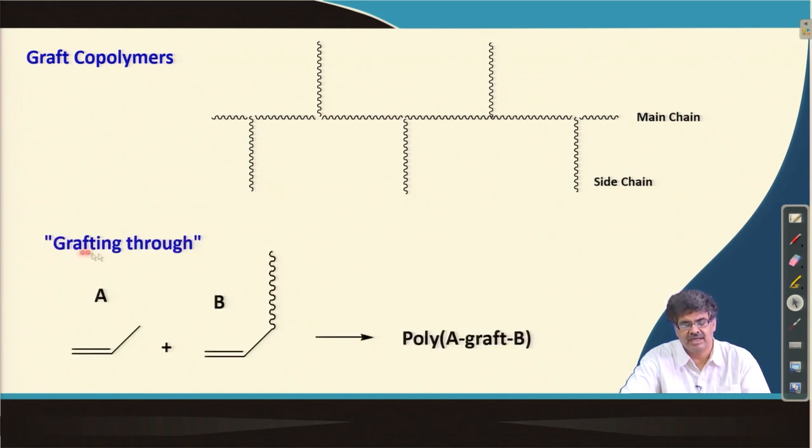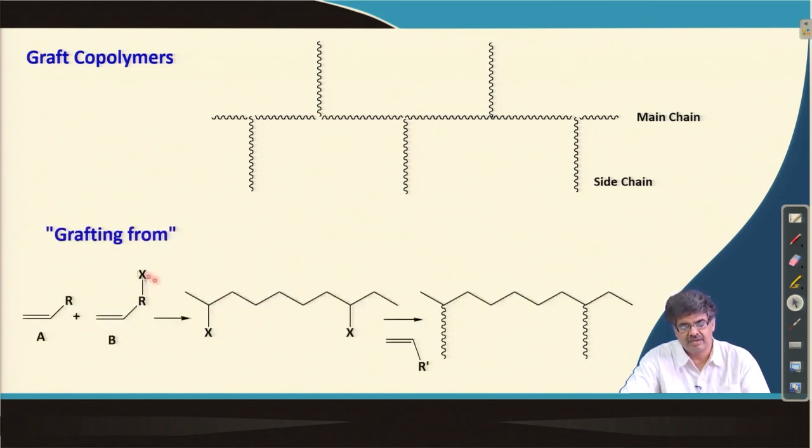One is grafting through. Basically we have two monomers, and one of the monomers has a long polymeric chain segment. On polymerization we can have the backbone resulting from the carbon-carbon double bond with the polymer chain hanging off it. So here we are talking about grafting through. There is another possibility where we polymerize first, and one monomer has functional groups, which we can use for further polymerization, or we can have a polymer with functional groups that we can couple with to synthesize a graft copolymer. So basically there are two techniques, grafting from and grafting through, to make graft copolymers.